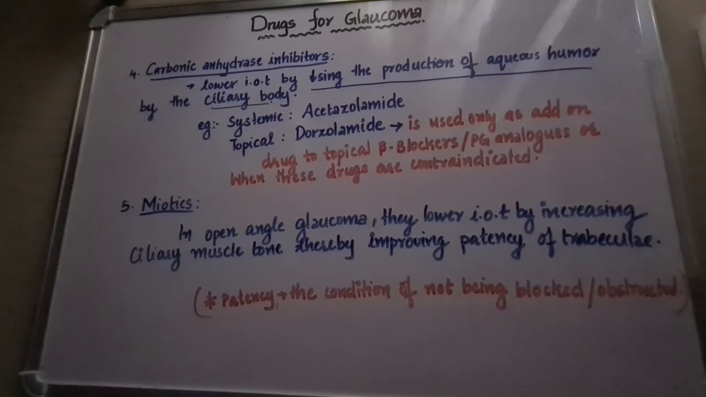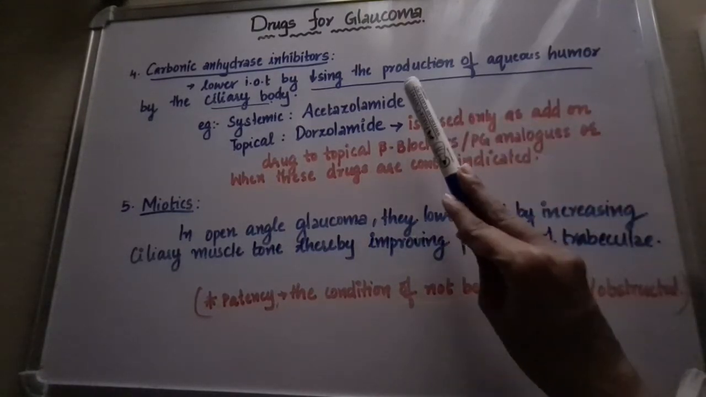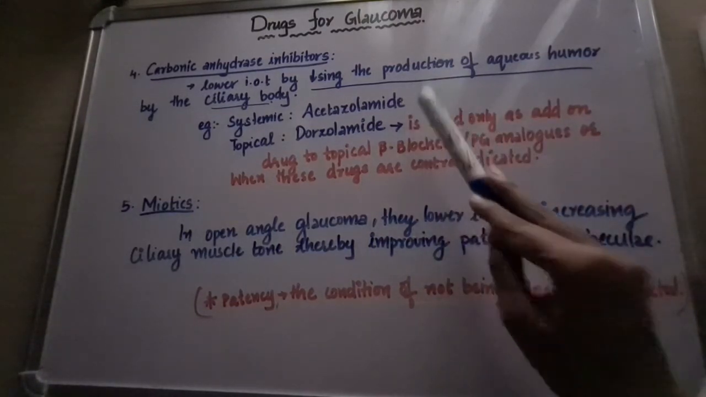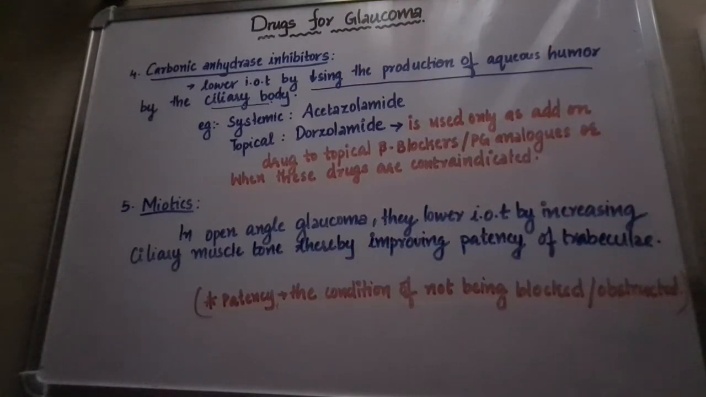Next is carbonic anhydrase inhibitors. They lower intraocular tension by decreasing the production of aqueous humor by the ciliary body. An example of a systemic carbonic anhydrase inhibitor is acetazolamide, and of a topical one is dorzolamide. Dorzolamide is used only as an add-on drug to a topical beta blocker or prostaglandin analogues, or when these drugs are contraindicated. Next is miotics.